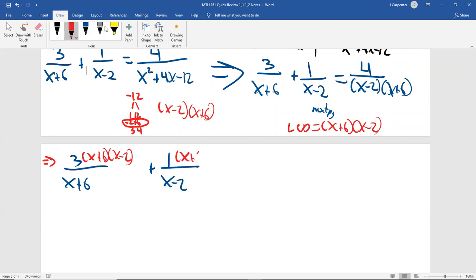times x plus 6 and x minus 2 equals 4 over x minus 2 x plus 6. And then it gets the x plus 6, x minus 2. This is not a multiply by what's missing, it's a multiply by everything.